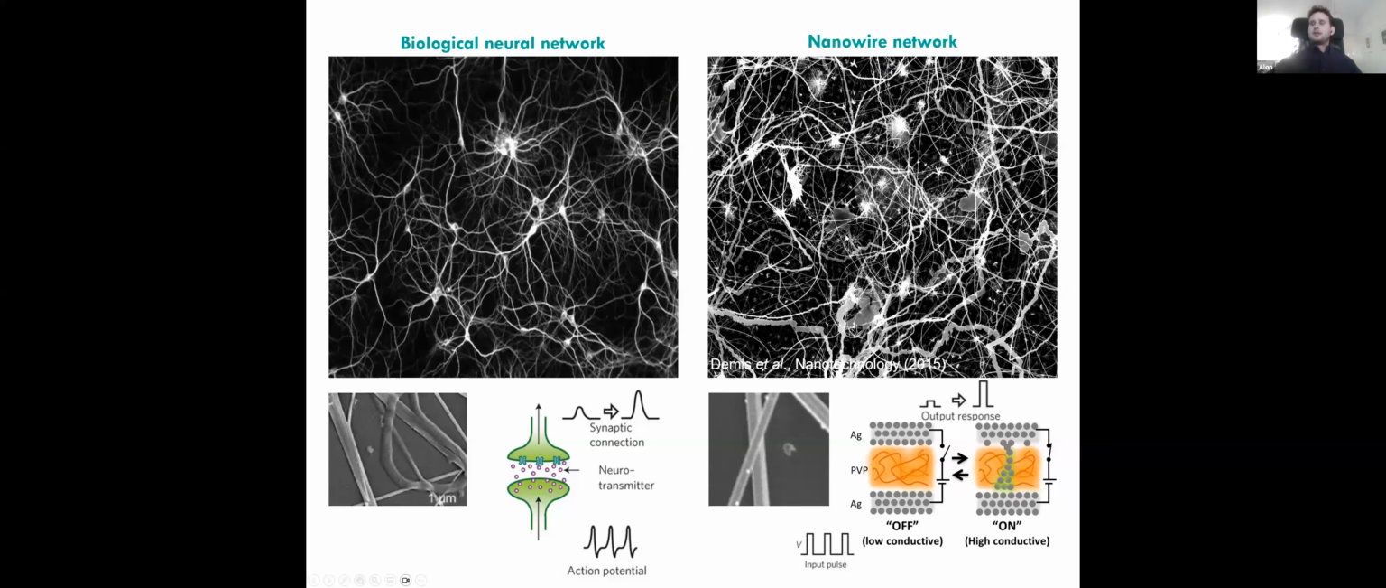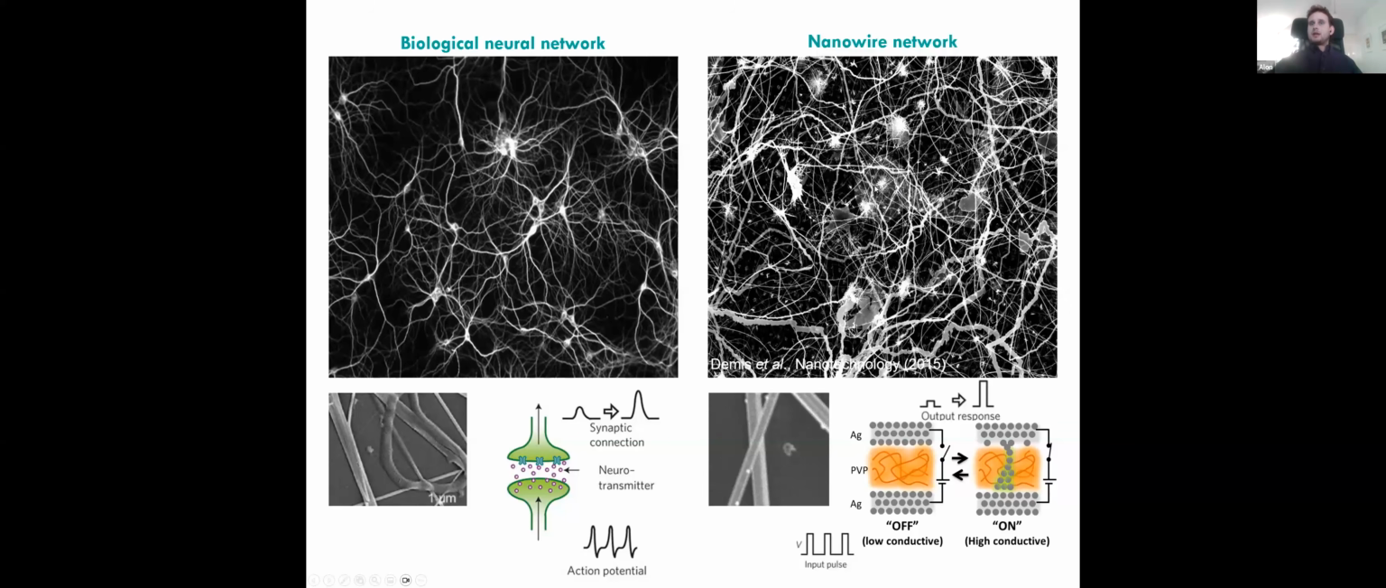And on the right here, you see an example of what a nanowire network looks like, a silver nanowire network, compared to an example of what a biological system looks like. So there are quite significant similarities in the structure of how they look.